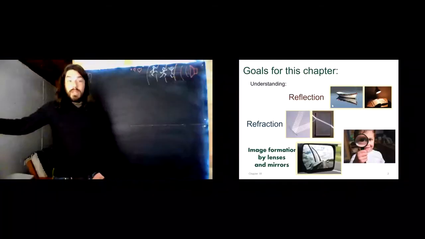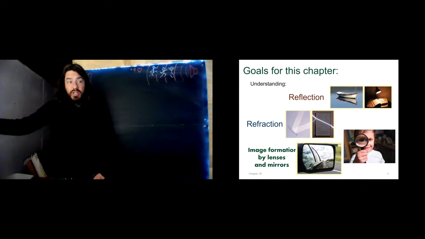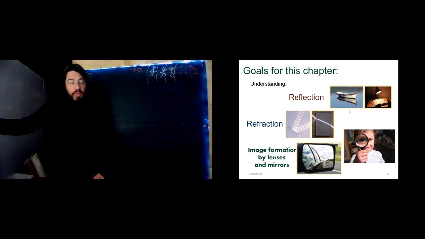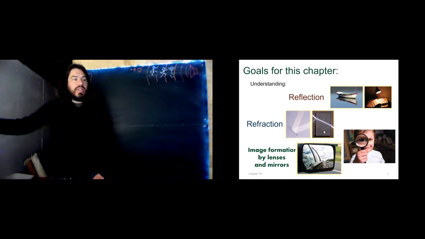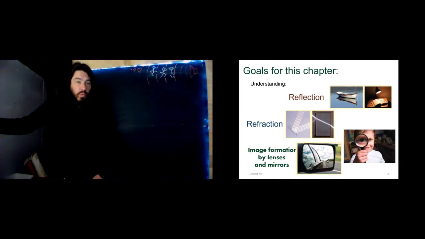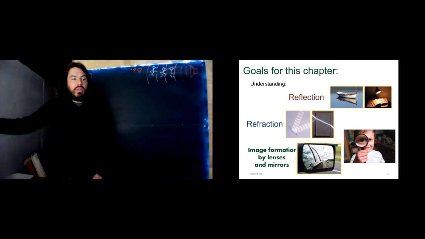Whoa! Okay. In this chapter, our goal is to understand reflection, which is when light bounces off of a surface. We're going to understand refraction, which is when light bends. It bends when it moves from one medium into another medium. And we're going to use those tools to see how we might be able to form an image through reflection, as shown here in this mirror, or through refraction, as shown here with this magnifying glass.